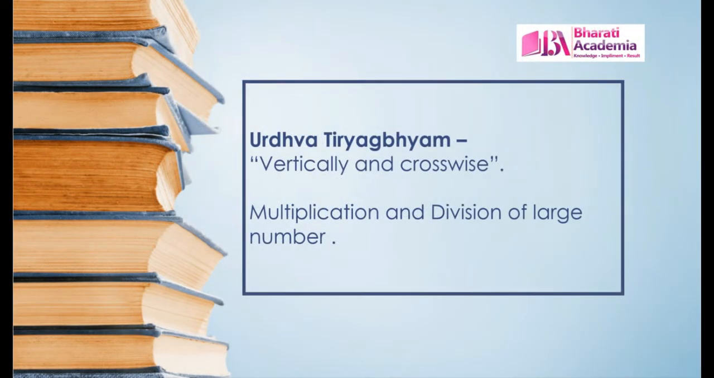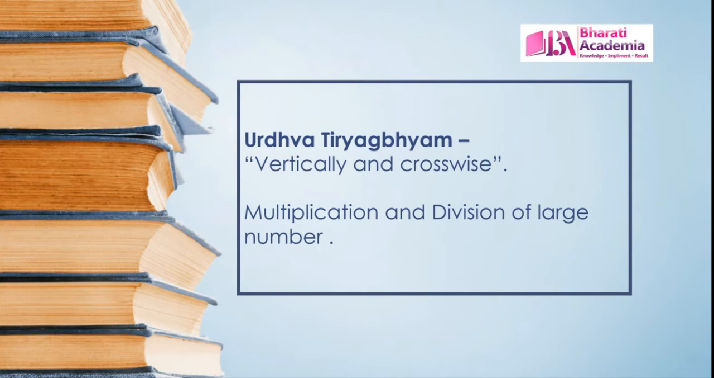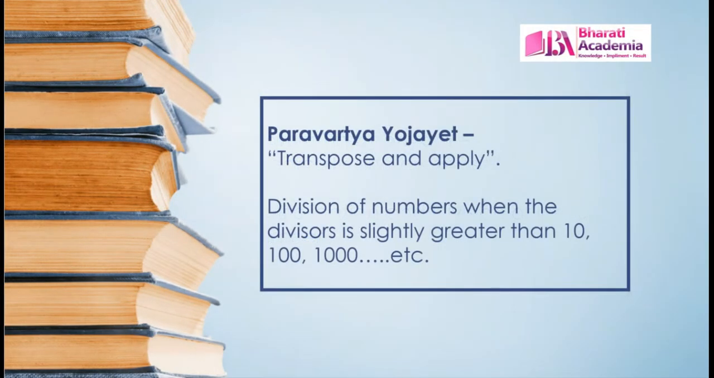Urdhva Tiryagbhyam means vertically and crosswise. It is useful for multiplication and division of large numbers. Paravartya Yojayet means transpose and apply. Useful for division of numbers when the divisor is slightly greater than 10, 100, 1000, etc.